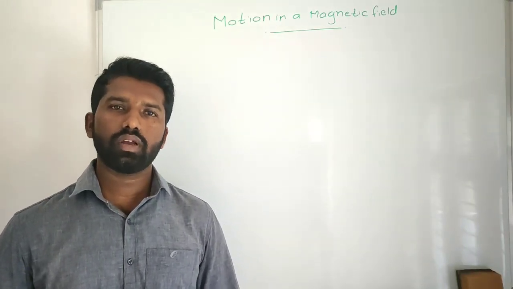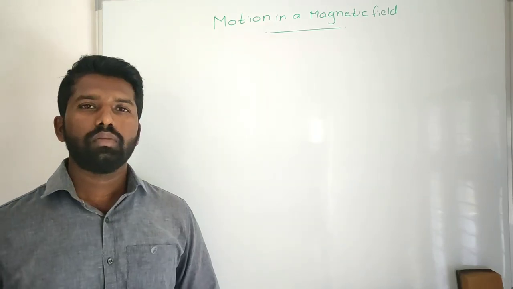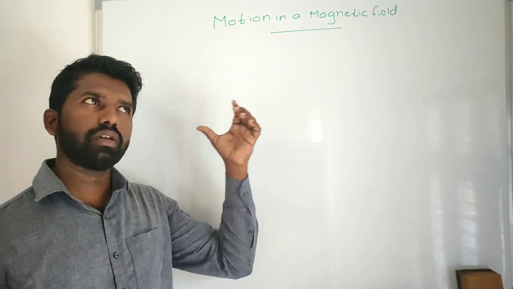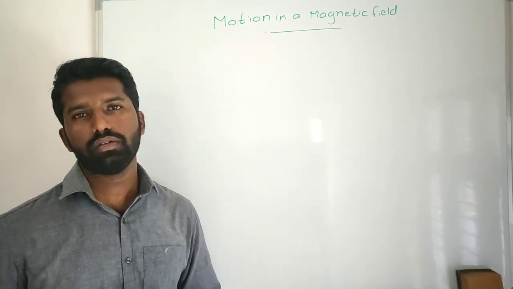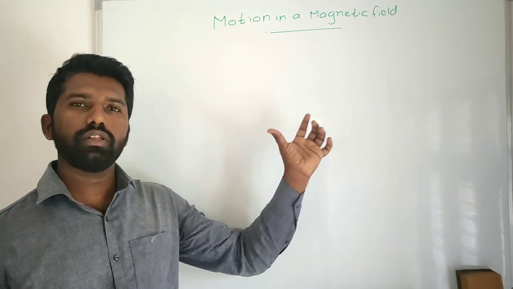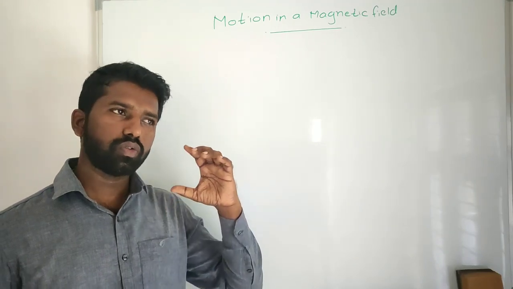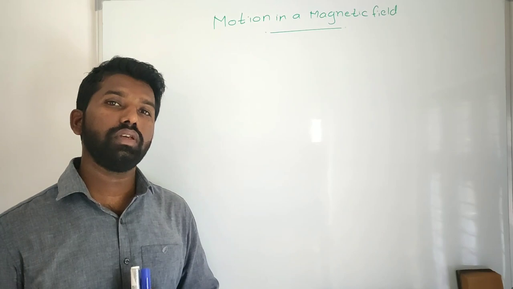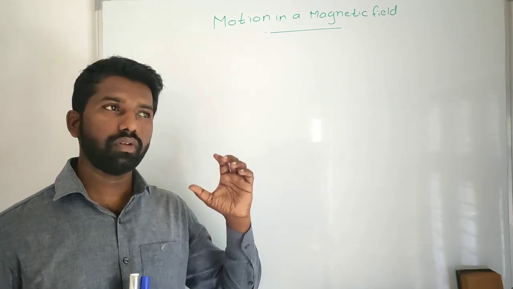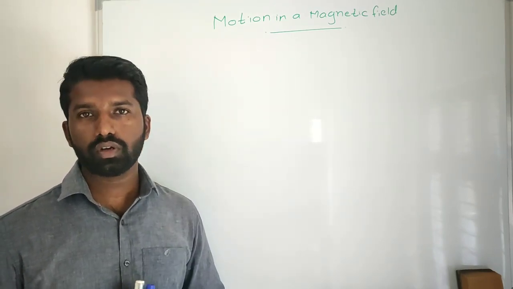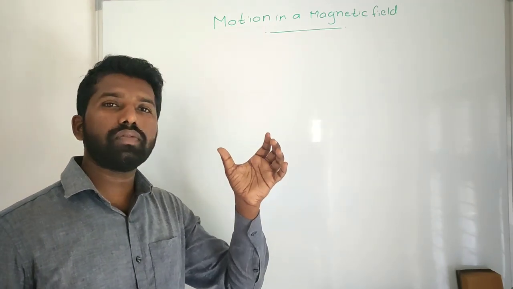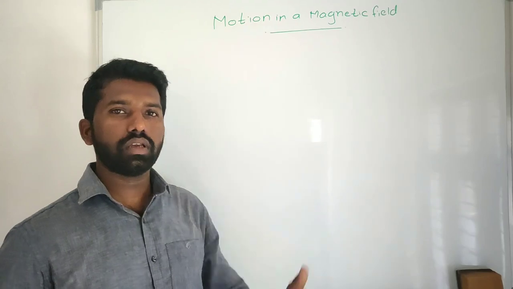In this video, I am going to discuss motion in a magnetic field. That means, if a charged particle is moving in a magnetic field, it will experience a force. Due to that force, what is the change in the path of the charged particle? That we will discuss in this video. We will be discussing the path of the charged particle in three cases.